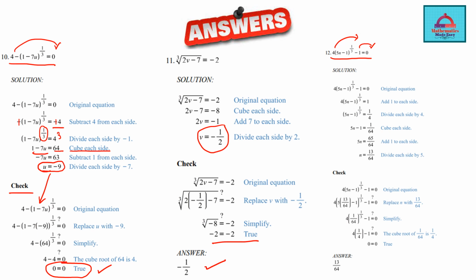Now you take the cube. So what is the cube of 1 by 4? 1 by 64. Now you solve for n, and n comes out to be this fraction. Now put the value of n in the given equation, simplify, solve, and you will see that both sides are equal, so your answer is correct. Again, in this case also, there are no extraneous roots.